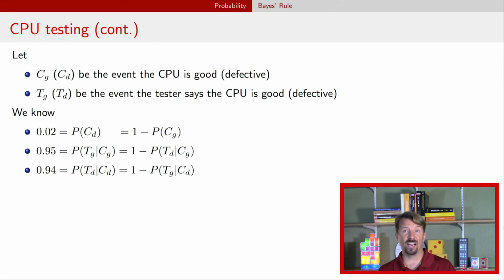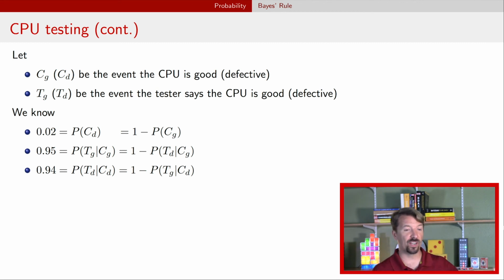Now the 0.95, that's the probability the tester said it's good given that the chip is good. And then we have the 0.94, that's the probability that the tester said it's defective given that the chip is actually defective. And both of these, because we have the tester saying good or bad, we have a partition there, so we can calculate these other probabilities like 1 minus the probability the tester said it's defective given that the chip is good, or 1 minus the probability that the tester said it's good given that the chip is bad. And those will come into play in a moment here.